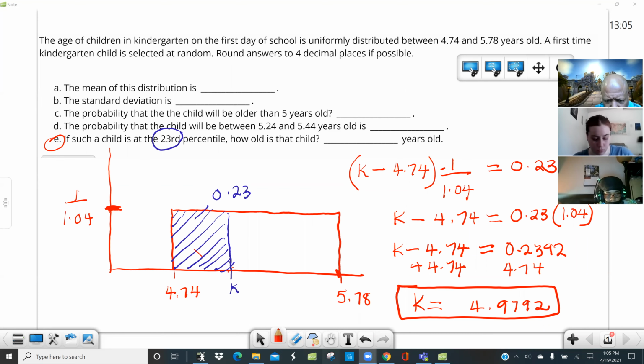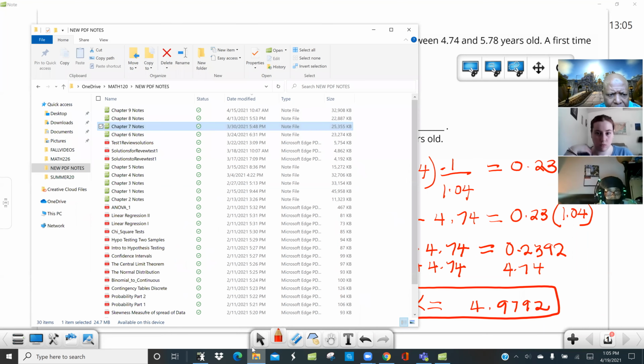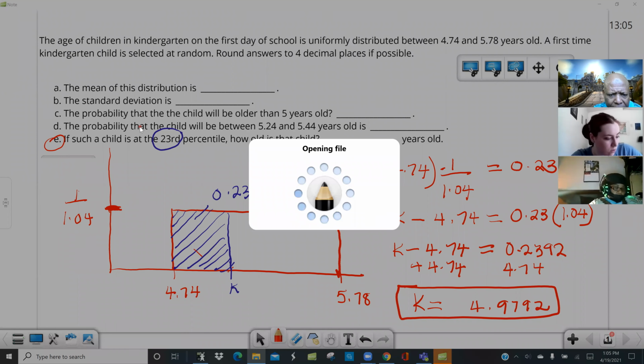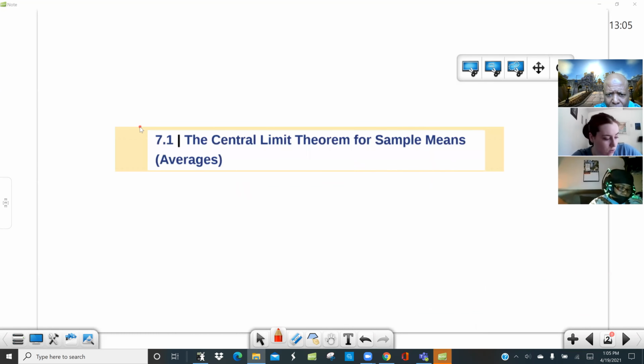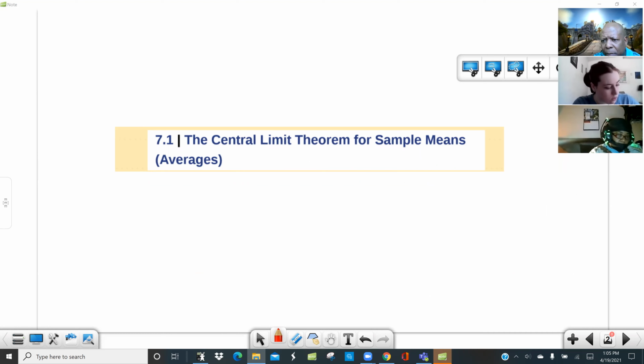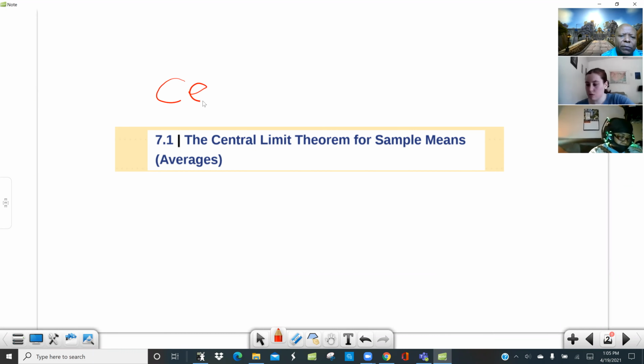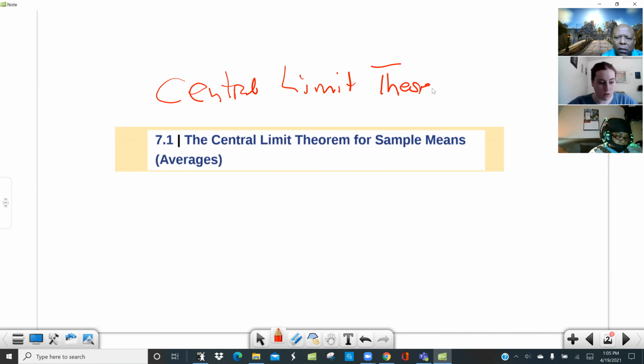All right. Okay, so now let's go to chapter 7. Chapter 7 is a good application of what we call the normal distribution. It is an application, a use of the normal distribution. And we call it the Central Limit Theorem, CLT.